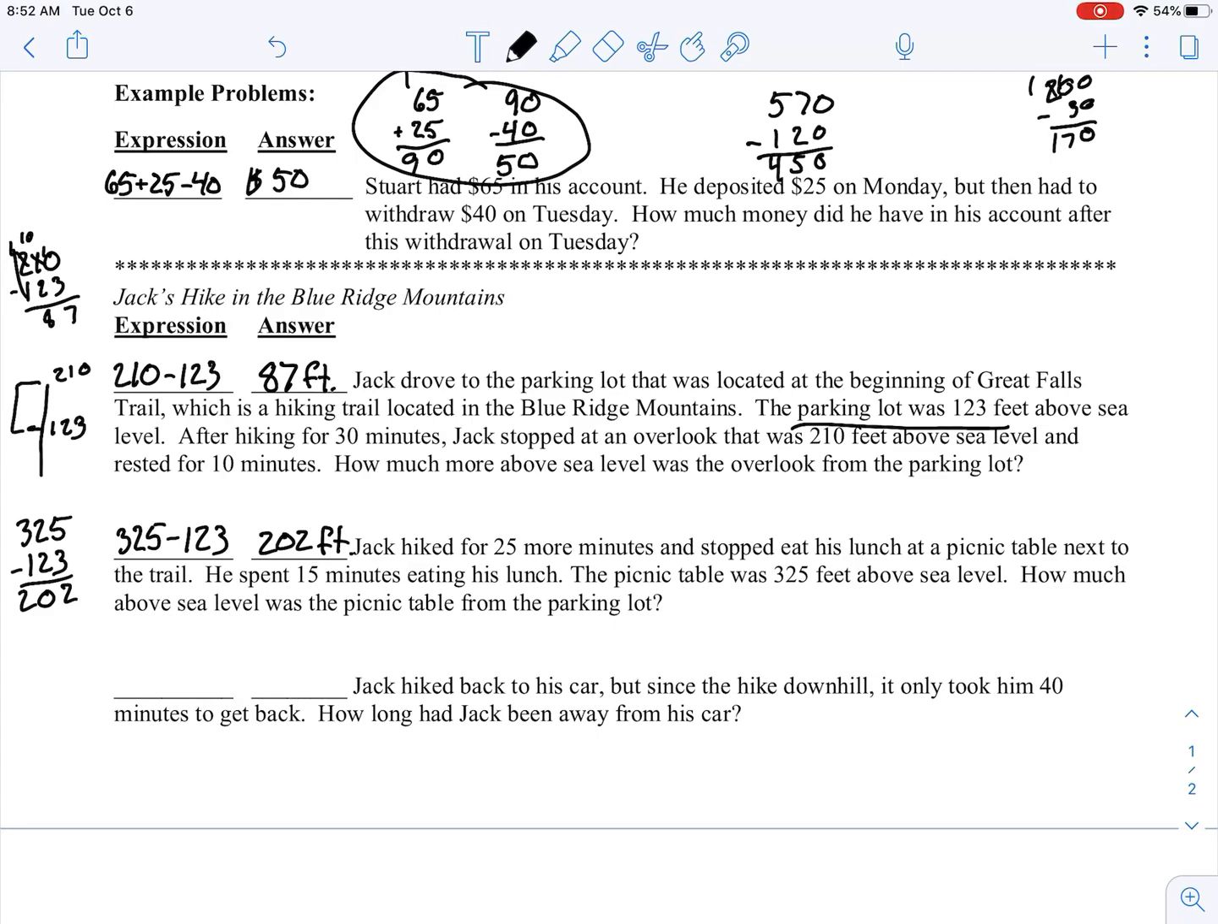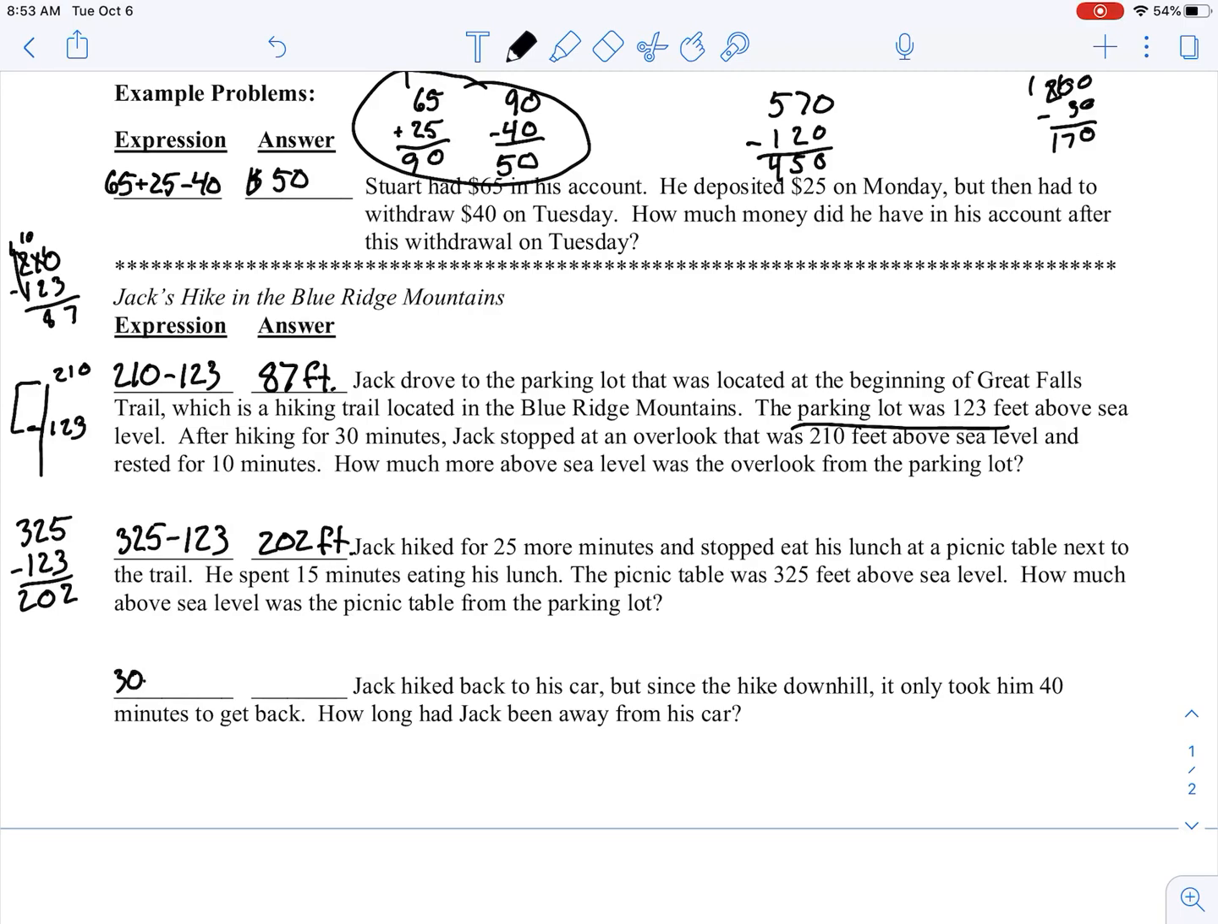And finally, Jack hiked back to his car, but since the hike is downhill, it only took him 40 minutes to get back. How long had Jack been away from his car? All right, so now we want to count up all of the time that he hiked for. So he started in the parking lot, and he hiked for 30 minutes to end up where he was the first place. And we're talking about all of the time he spent, so not just walking.